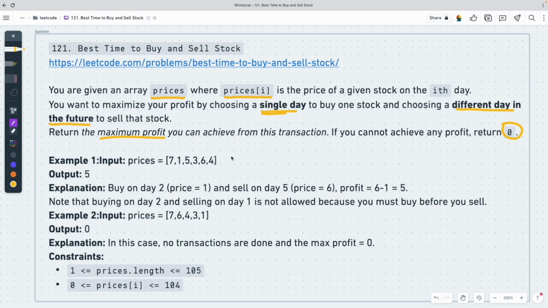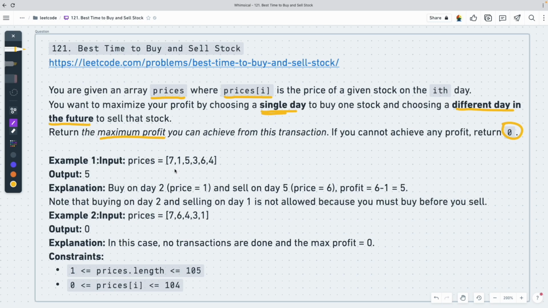Okay. So that means we are given an array of numbers which represent the stock price. We have to pick a date on which we can buy the stock and a future date in which we can sell the stock such that we get the maximum profit. Okay, let's look at the examples given.